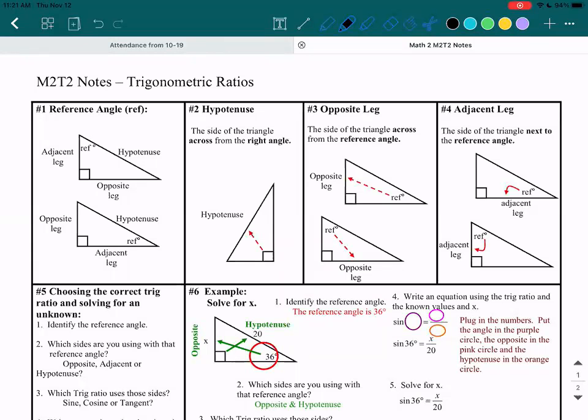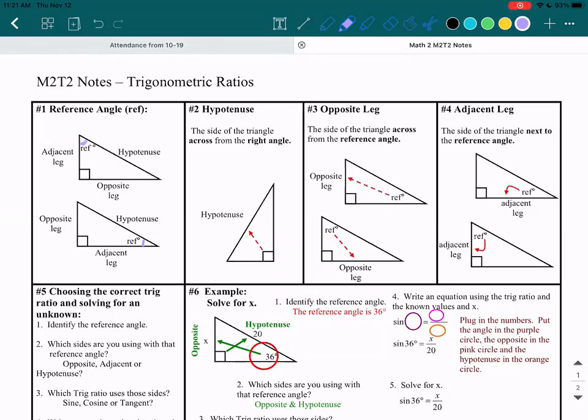We're starting off with note boxes 1 through 4. The first note box is a reference angle. So in a right triangle, you will be given a reference angle, okay? You can see that this reference angle is labeled over here in the top triangle, it's this top angle, and in the bottom triangle, it's the bottom angle.